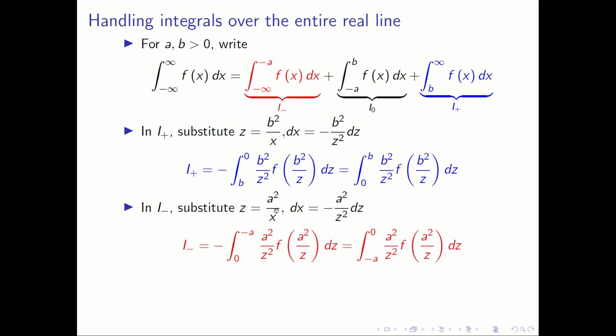In I minus, you carry out a very similar substitution. Substitute z equal to a square by x, and this ultimately boils down to something very similar, but the integral is now from minus a to 0.